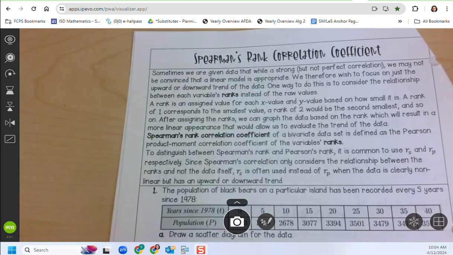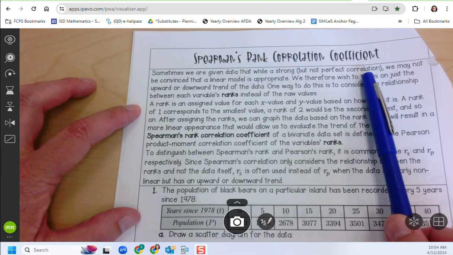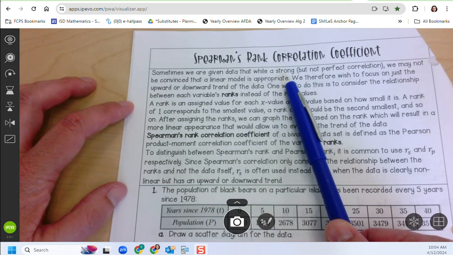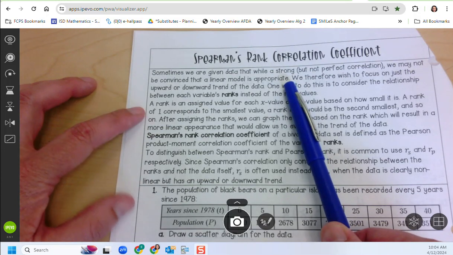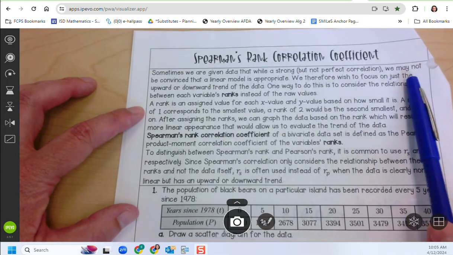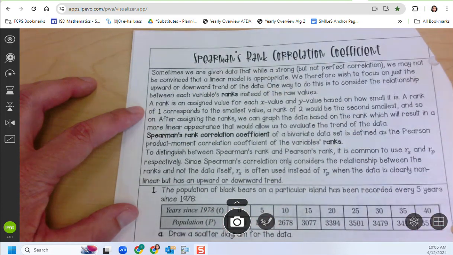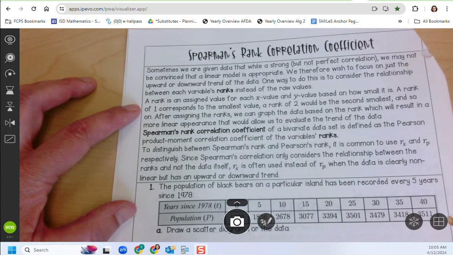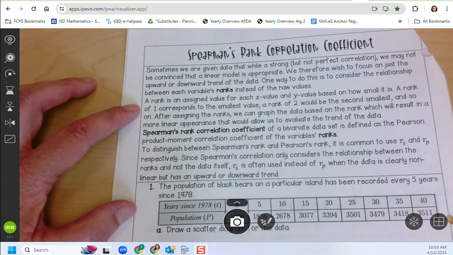So sometimes we're given data with a strong but not perfect correlation, and we might not be convinced that a linear model is appropriate. So remember we said that we only use R for linear models. R squared, we'll use that next class for nonlinear models. So if we want to use R, we can focus on just the upward or downward trend of the data. For example, is the data always increasing? Is the data always decreasing? Or is it kind of scattered all over the place? Data could be always increasing, and maybe it looks exponential, for example. And that would not be a strong linear pattern, but it is a strong increasing pattern.